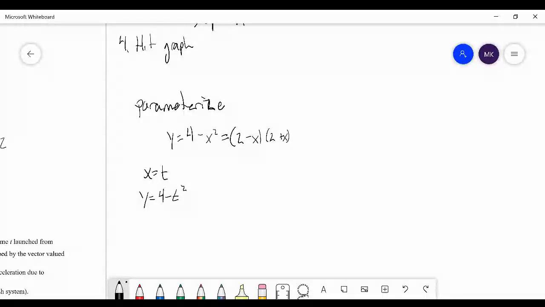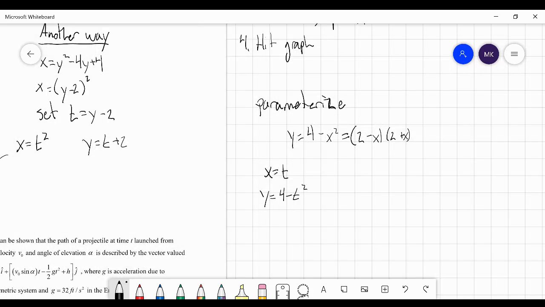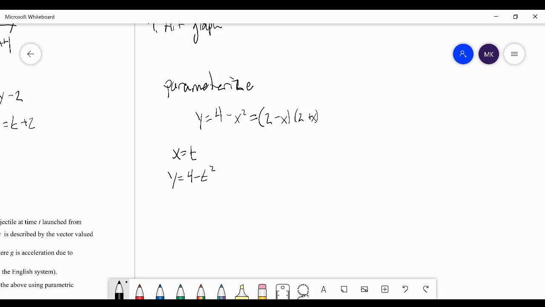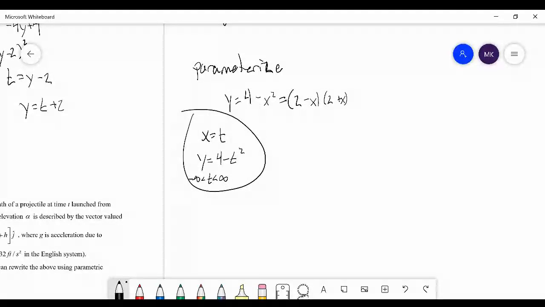But notice this doesn't really lend us to anything nice. It doesn't really give us any quick, easy things. Like over here, it gave us a little simpler one. And so this is really the way I would do this. And again, negative infinity is less than t is less than infinity. Okay, keeping it really simple.